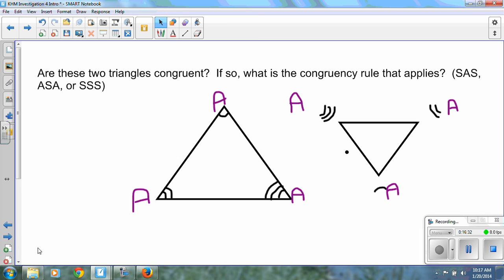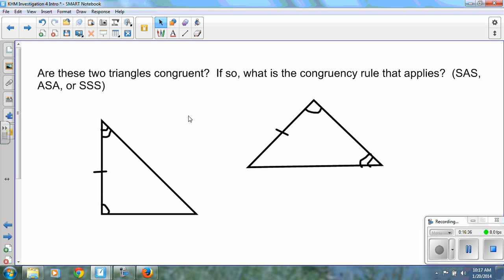All right, let's try our last one. All right, so same question. Two triangles, are they congruent? And which rule? Okay, so let's take a look.